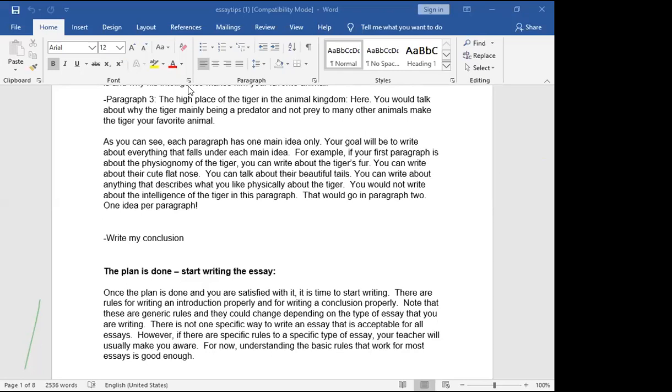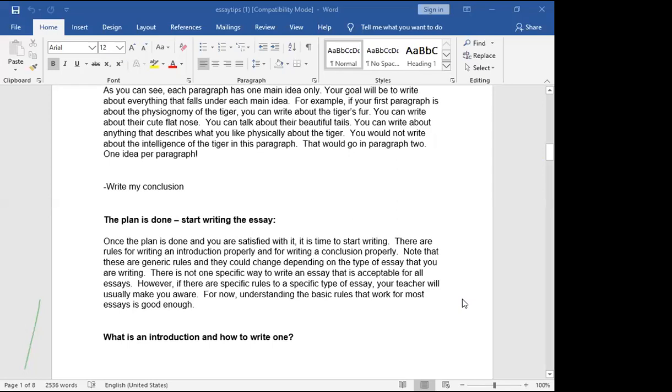So there are rules for writing an introduction properly and for writing a conclusion properly. Note that they are generic rules and they could change depending on the type of essay you are writing. So how you are going to attack your composition, how to begin it for that matter, entirely depends on you and your ability as a writer. And again, on the guidance and the other stories you have been able to follow along the way, because as of now we are not novice writers.